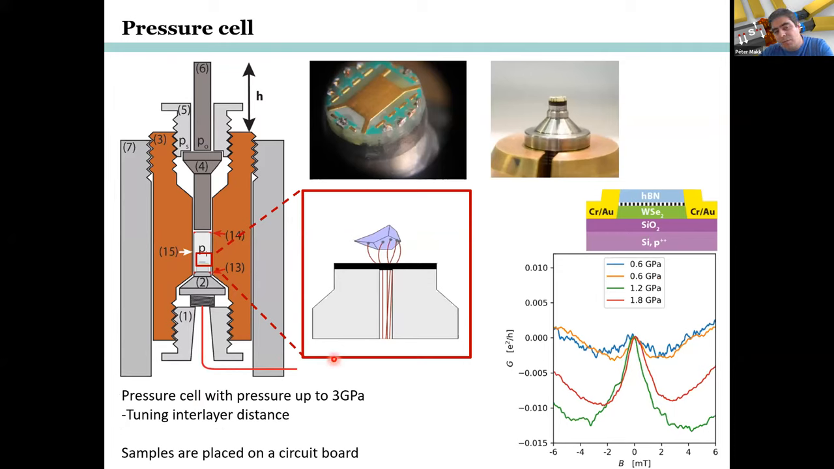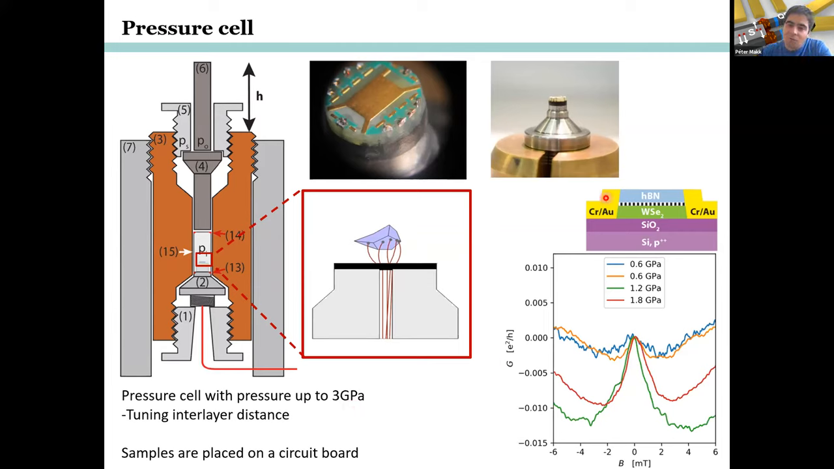Our goal is now to study heterostructures, van der Waals heterostructures, under pressure. The idea is that if you are able to place heterostructures under hydrostatic pressure, you could change the interlayer distance between these structures. And with this, you could see how Moire effects, for example, evolve. In our system, you have a circuit board, you can bond your sample on it, and you can put this full system under hydrostatic pressure up to 3 GPa.